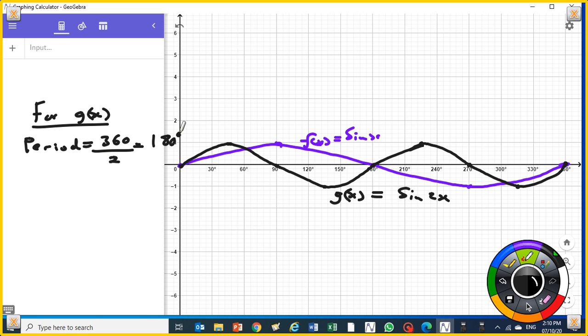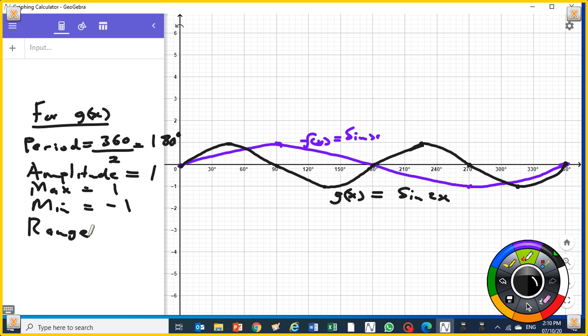Okay? That's very important for you to know. The amplitude is the coefficient of sine 2x, so it's equal to 1. Okay? The range, or rather I'll start with the maximum. The maximum is 1. The minimum is minus 1. Then your range, since the minimum is minus 1, the maximum is 1, it means your range will be y is an element from y equal to minus 1 to 1. Okay?